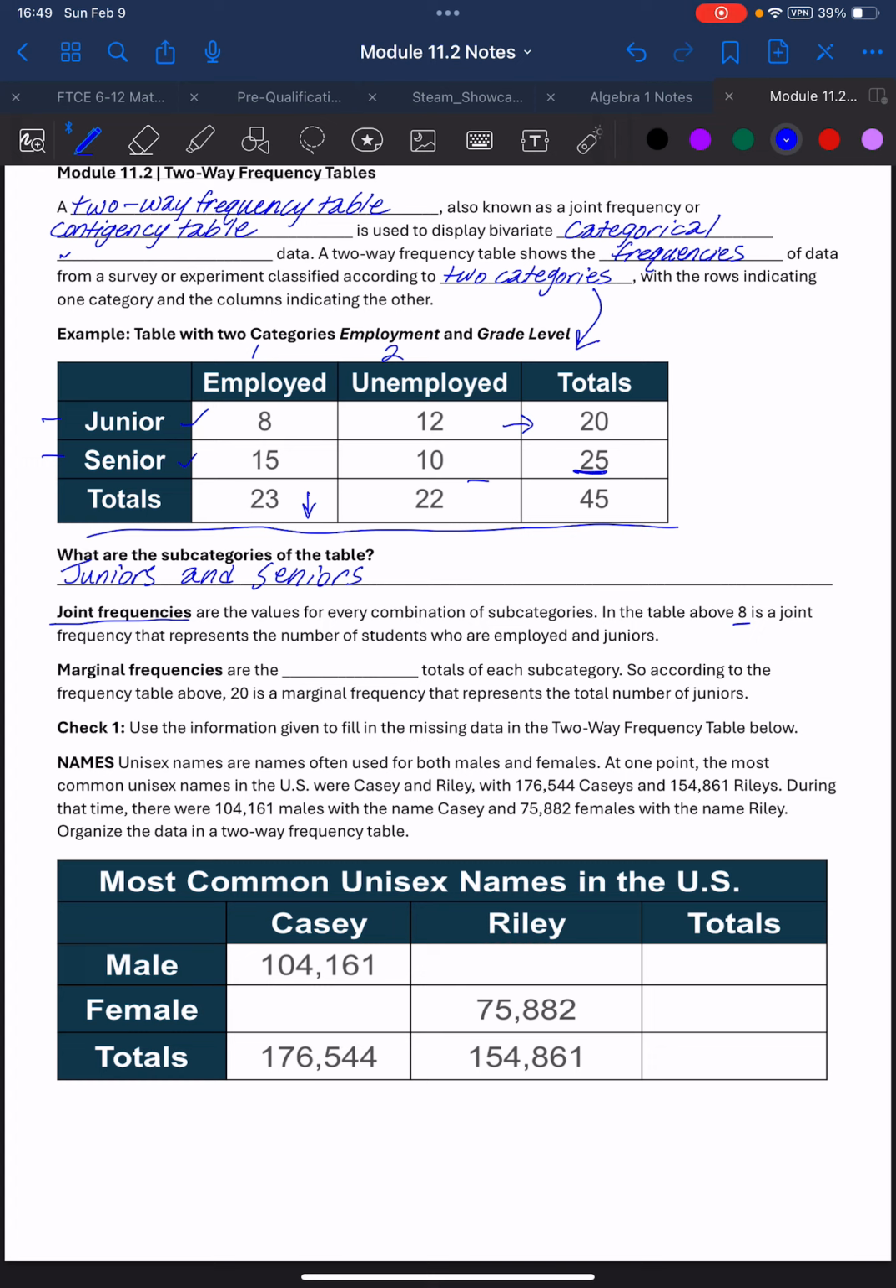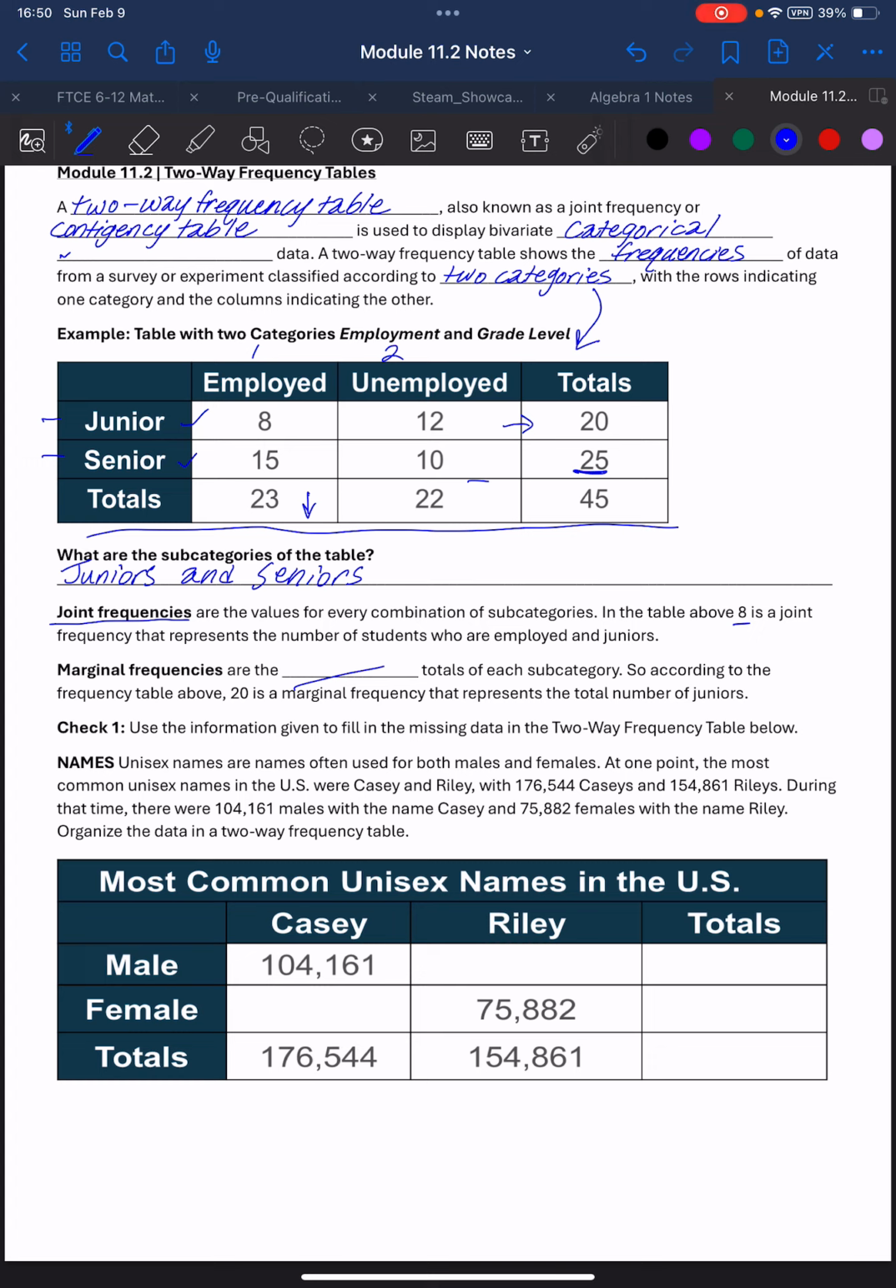Our next term, marginal frequencies, are the totals. Okay, and that's a typo. Total is actually supposed to be here, so you don't have to worry about that. Marginal frequencies are the totals of each subcategory. Okay, so according to the frequency table above, 20 is the marginal frequency that represents the total number of juniors. Okay, so in other words, altogether, both employed and unemployed, their marginal frequency is the amount of juniors that are both employed and unemployed. And the amount that are both employed and unemployed, or the two categories, is 20.